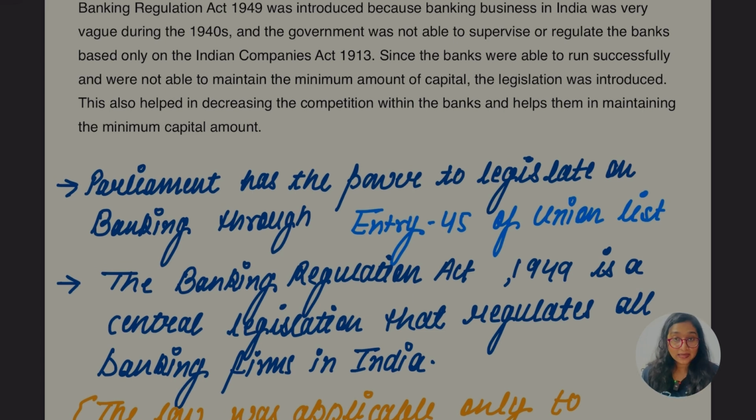So here the Parliament, which comes under the legislative, has the power to legislate on banking through entry 45 of the Union List. This was a little bit of description about it.